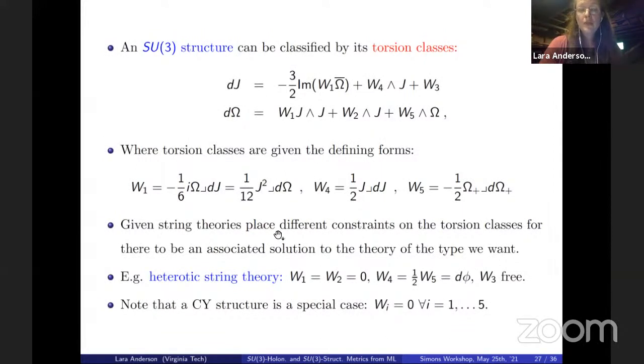Good. So string theories place different constraints on torsion classes for there to be an associated solution to the type of theory that we want. So depending on whether you're doing heterotic string theory, M-theory, type IIB, you can ask what is the torsion that you can have in order to have a consistent solution. For example, for heterotic string theory, the Strominger-Hull system was cleanly parameterized to show that W1 and W2 must be equal to 0, W4 is equal to a half W5, which must be d of some scalar phi, and W3 is unconstrained. In this case, for the Strominger system, the manifolds are complex, but no longer Kähler. Note that a Calabi-Yau, as I've defined it previously, is a special case of an SU(3) structure manifold, namely where all the torsion classes are 0 and the forms are closed.